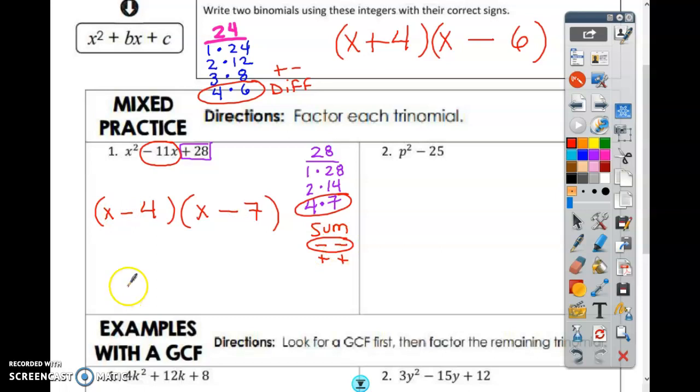And it works, because when I multiply negative 4 times negative 7, that's a positive 28, check. And when I add negative 4 and negative 7, that gives me a negative 11, check. Make sure that you're pausing the video to ask questions if you don't know how I got these symbols or numbers or whatnot.